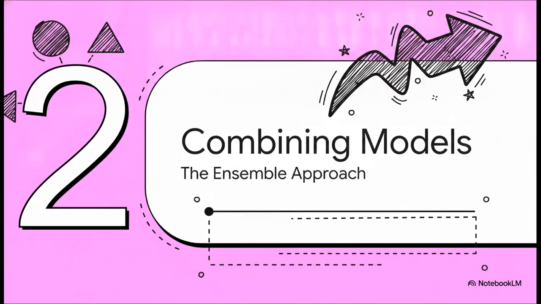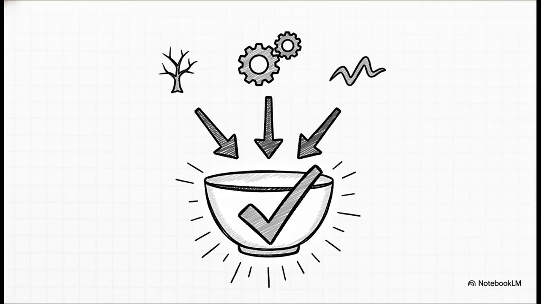Section 2. Combining machine learning models, the ensemble approach. So what do you do when a single, very strong model just isn't delivering the performance you need? You team them up. But here's the catch. You want to combine uncorrelated strong models. Think about pairing an SVM with a random forest. Because they learn in totally different ways, their blind spots won't overlap. You can combine them in 3 main ways: by averaging their prediction scores, taking a simple majority vote, or using a highly effective technique called stacking.